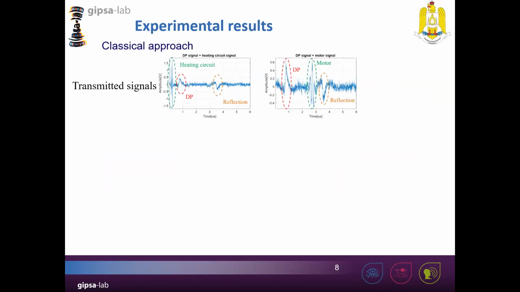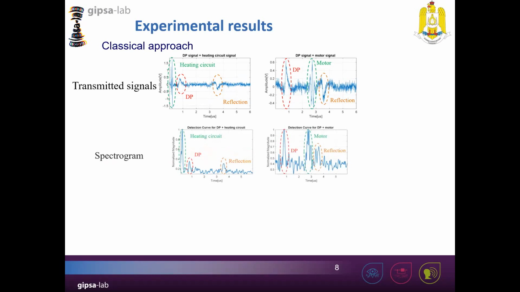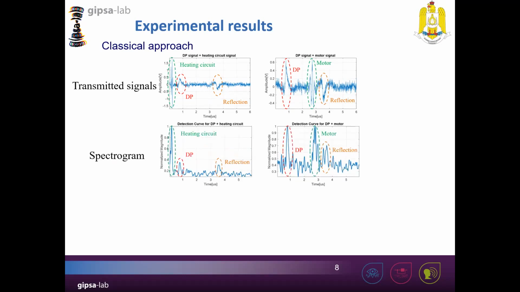In the first phase, the impact of these two external accessories on the network is studied, performing an analysis of the signal transmitted in the network in the presence of the partial discharge signal, as we can see in the figure. Using the spectrogram-based approach, the detection curves are obtained. As can be seen, the signal introduced by the heating circuit has a higher amplitude than the partial discharge, this leading to problems related to its detection.